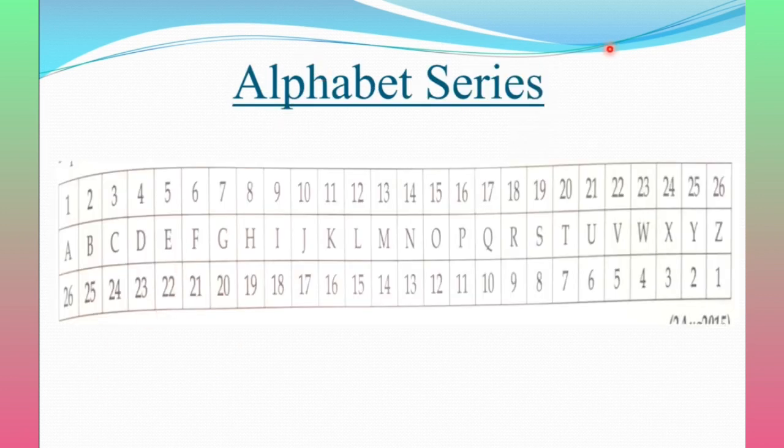So next we will look into the alphabet series. Before we start these questions, first we have to note the numbers from 1 to 26 and the alphabets A to Z, so that the questions will be easy for you. If this type of question comes, then you have to draw this diagram first.